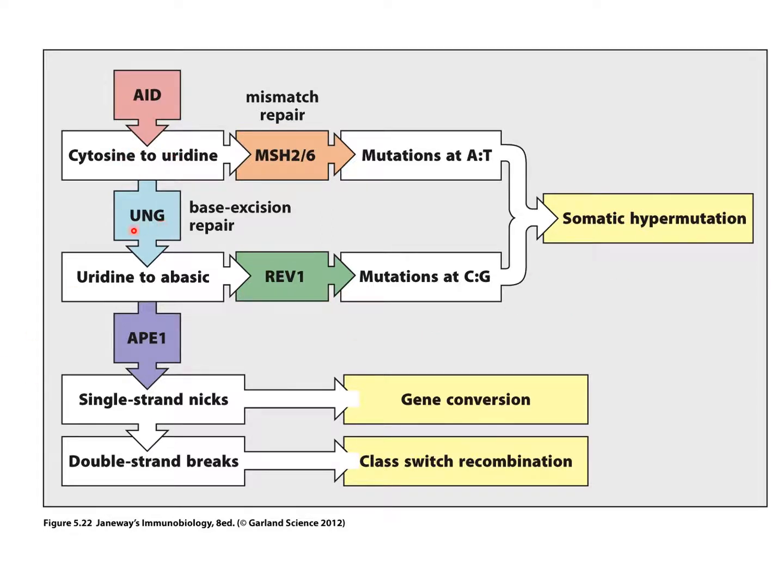AID, cytosine, uridine, uridine to abasic, cut it out. Boom. Gene conversion. You get a single strand break that you're going to loop around, and you're going to get some conversion recombination. Or it goes through and does a complete double strand break. If you have two cytosines that were close to each other in the DNA sequence, you're going to end up with the double-strand break, and then you can end up with class switching as a means of repairing the damage.